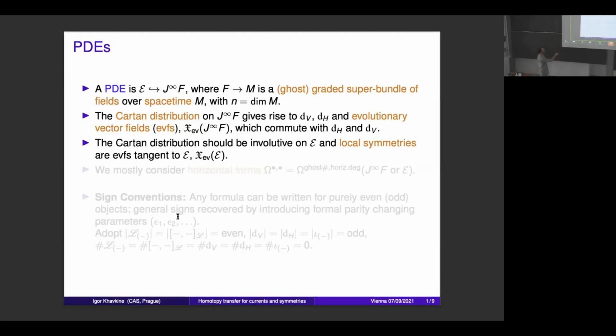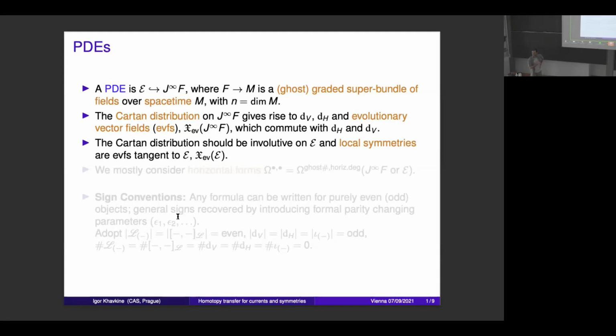And then there's also a notion of evolutionary vector fields. Those are vector fields that are compatible with the geometric structure on the infinite jet bundle, which mostly comes from the so-called Cartan distribution. Once we know the structure and what the PDE is, a local symmetry of a PDE is easy to define. It's an evolutionary vector field that preserves the PDE submanifold and also preserves the geometric structure, namely the Cartan distribution.